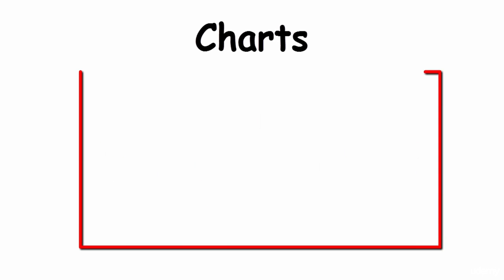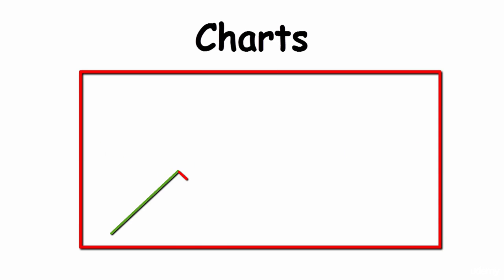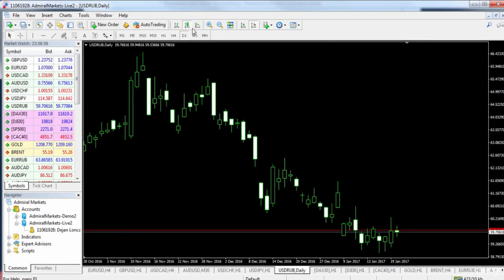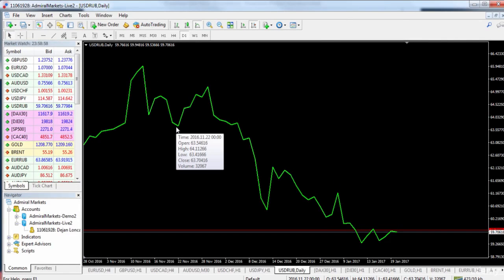Charts. A chart or graph represents the desktop where the movement of a certain currency pair or any other financial instrument is presented. There are several different charts on the stock exchange. These are line charts, bar charts, and candlestick charts, known as Japanese candles. Now we can move on to the trading platform to show these three types of charts and point out the differences.